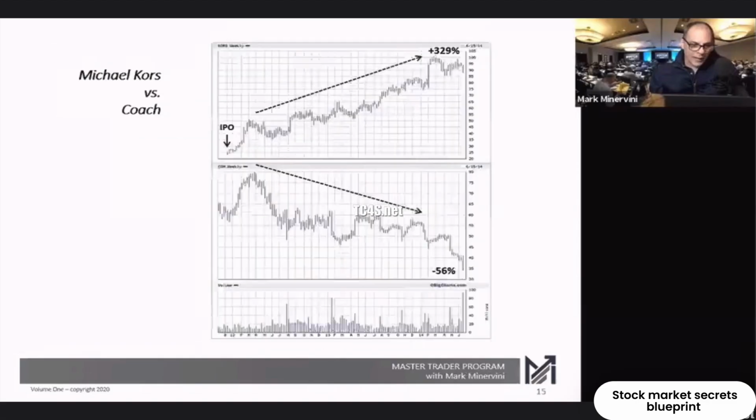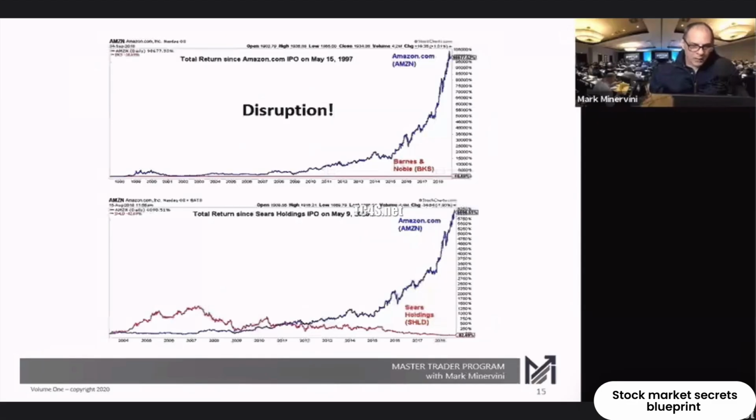Now, disruption. We're talking about disruption. Amazon has got to be one of the biggest disruptors in the history of the stock market, because they didn't just come in and disrupt one area.